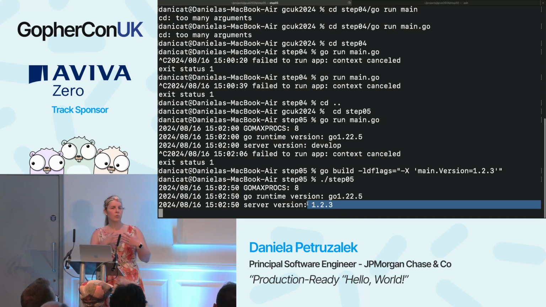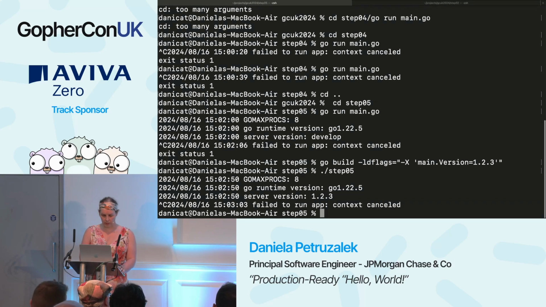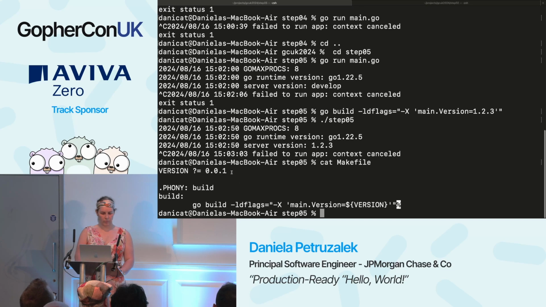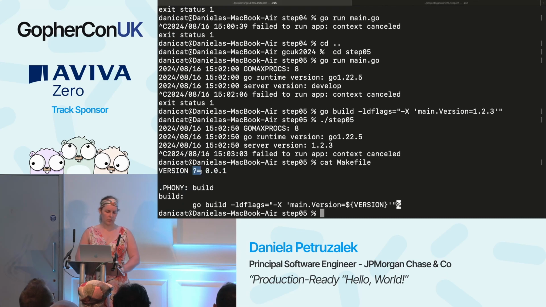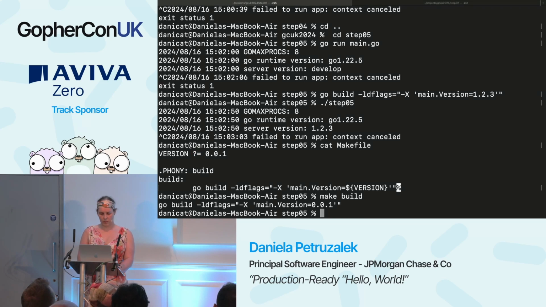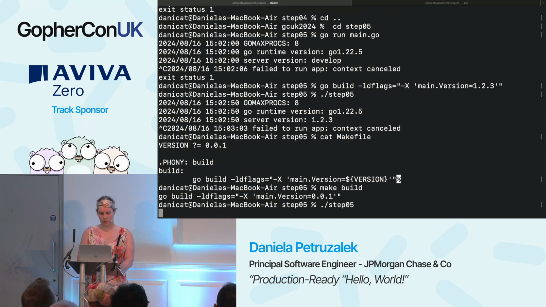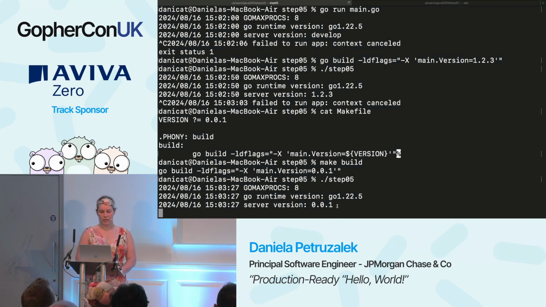And you can use some makefile magic to use your last commit tag or something else. Here's an example. I have a makefile where I'm adding this version variable here. And this is makefile syntax for using this as default if you don't assign a value. So let's just run make build in this case. And I can run this again. So you see the version. I didn't specify any version, so it uses that default value.